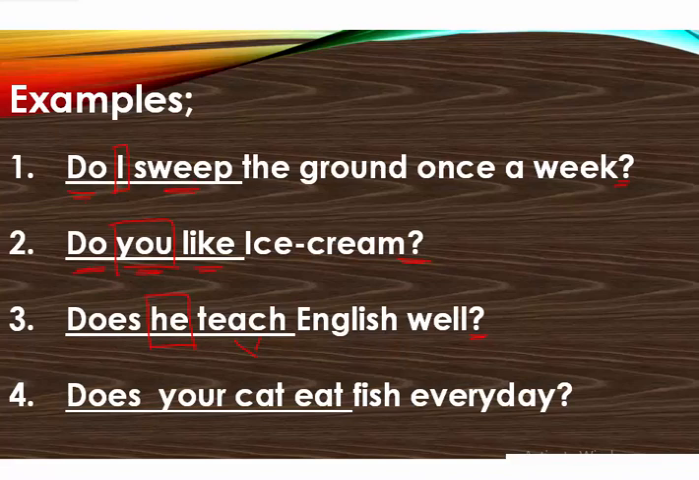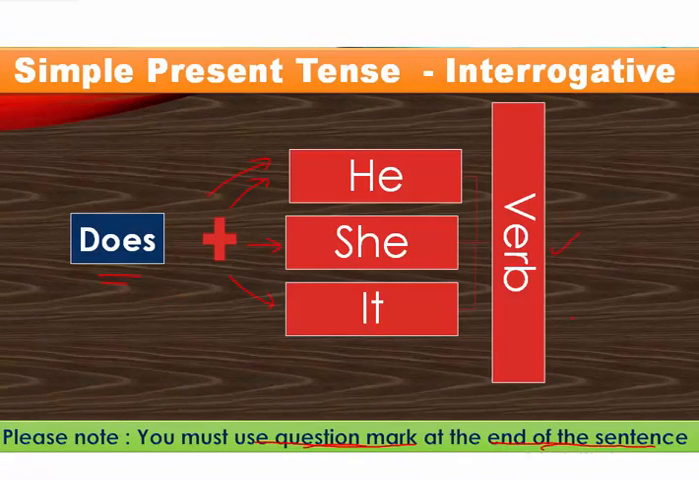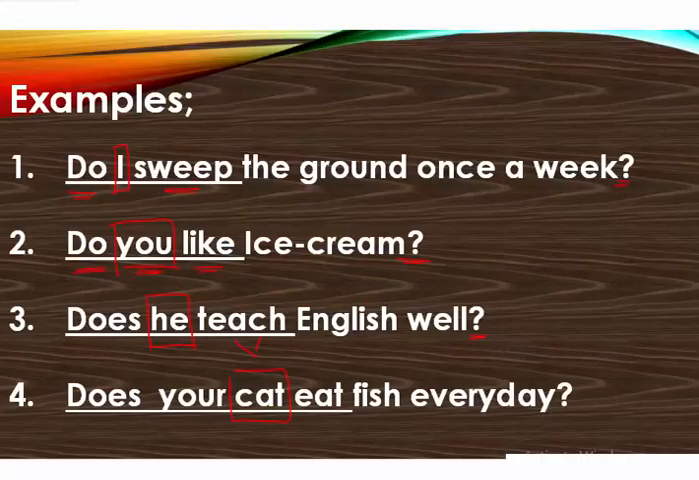See the fourth example. Does your cat eat fish every day? Here, cat. This cat comes under it. Does cat comes under it. So we have to use does and the cat and the verb. Does your cat, verb, eat fish every day? Does your cat eat fish every day? With a question mark.